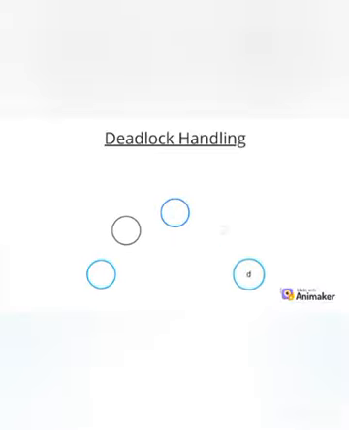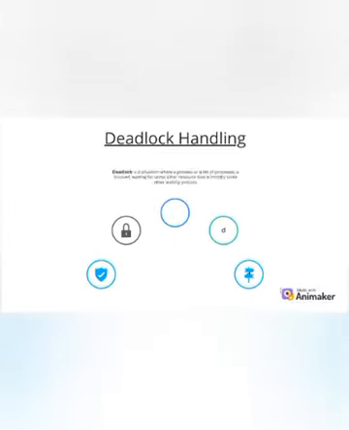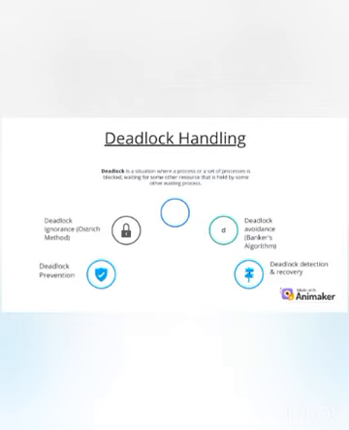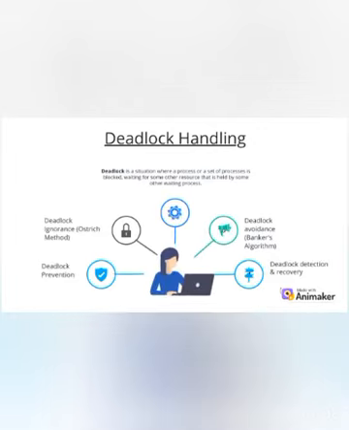So I'm starting with the very basic level, like what is deadlock, and further on shedding light on two of its approaches. Mainly there are four approaches to deal with deadlock conditions, and I will show you two of them.